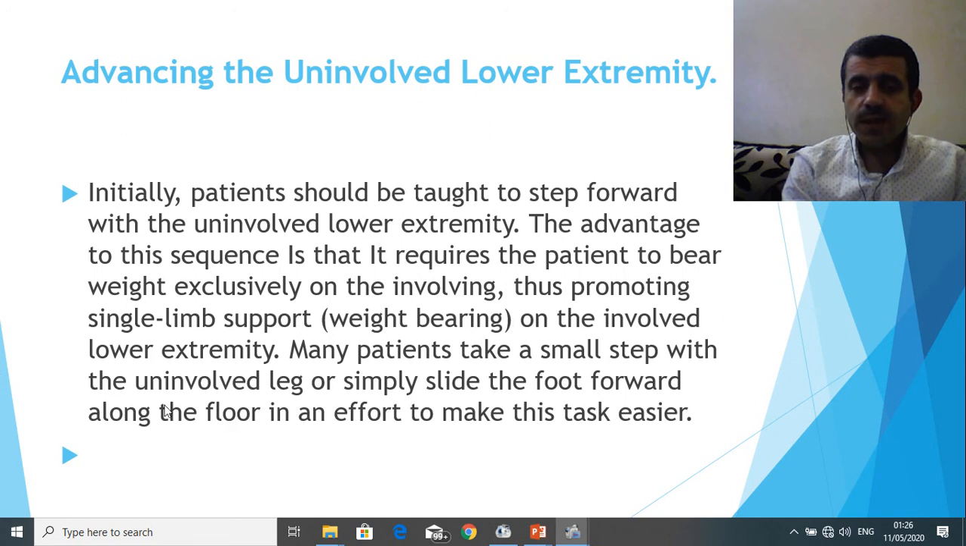Many patients take a small step with the uninvolved leg or simply slide the foot forward along the floor in an effort to make this task easier.